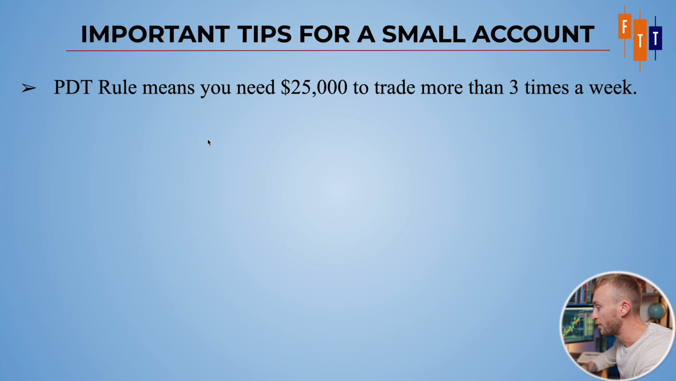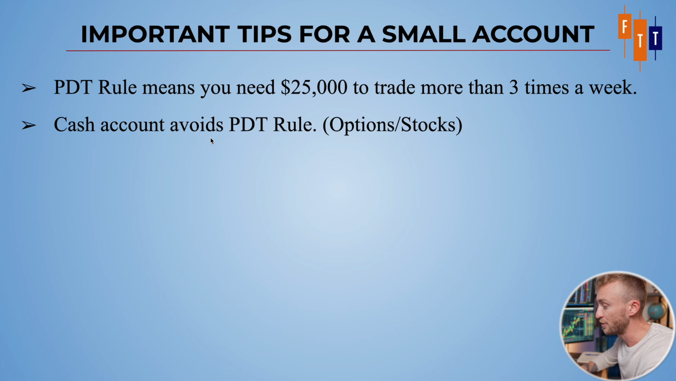So if you have a small account, you're gonna be subject to the PDT rule, which means you're gonna need 25,000 to trade more than 3 times a week. So you can take 3 day trades per 5-day period. There are workarounds around this. You can use a cash account, which avoids the PDT rule, and this works for options and stocks.